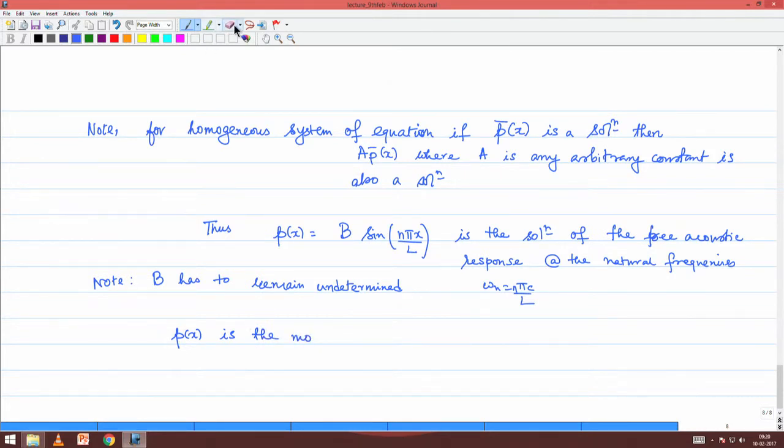or I should write the full form of P x. P x equals b sin n pi x by L is the mode shape associated with the natural frequency. So, it is always a pair, you have to find the natural frequency and the associated mode shape. So, this is the associated mode shape, and carefully note this term mode shape.